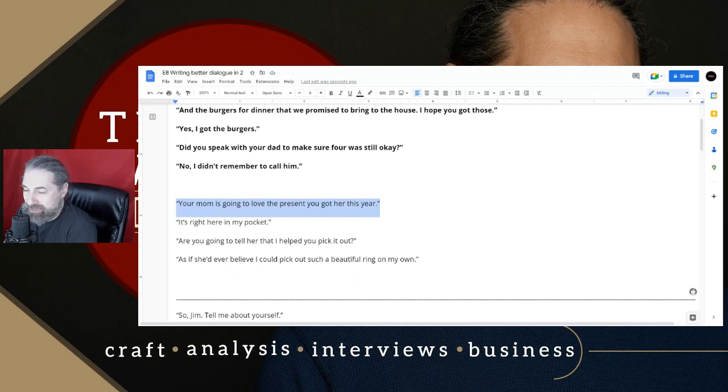So now we know the present is small. It's in his pocket. So that's important. We're also seeing that part of their relationship is being represented in this. Like, they're shorthand with each other. Are you going to tell her that I helped you pick it out? Now we're leading into a little bit more relationship reality between the mother, the woman, and let's just say it's the wife and the husband, and then the husband confirms, as if she'd ever believe I could pick out such a beautiful ring on my own. So now we know the present is a ring.